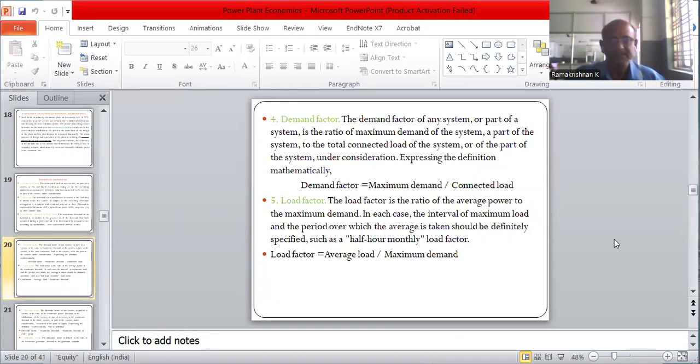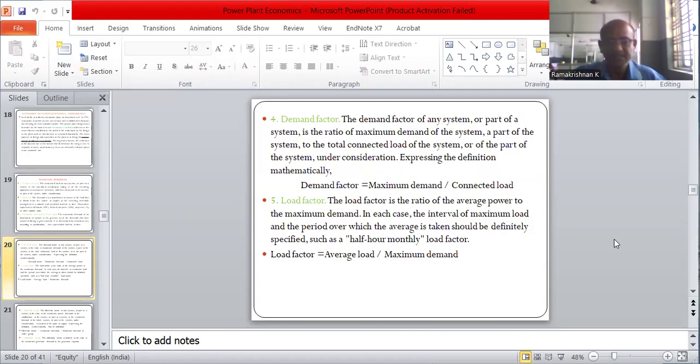Next, demand factor. The demand factor is the ratio of the maximum power demand to the connected load. It is a ratio of maximum power demand and the connected load. And next, load factor. It is the ratio of the average load and maximum demand of a power plant.